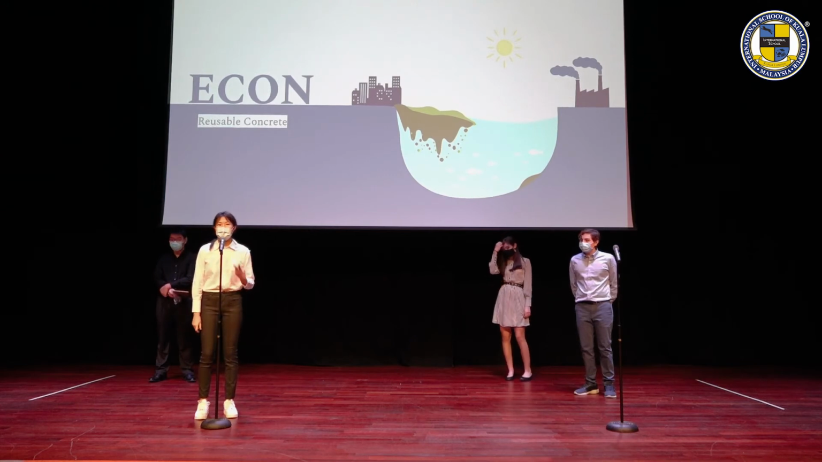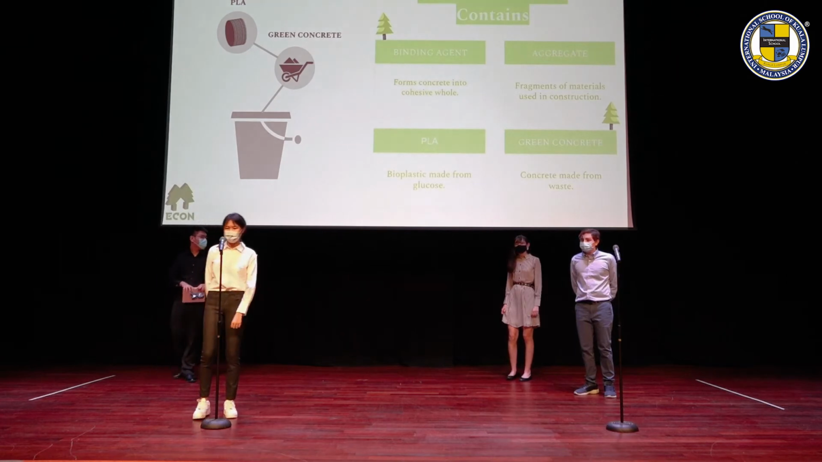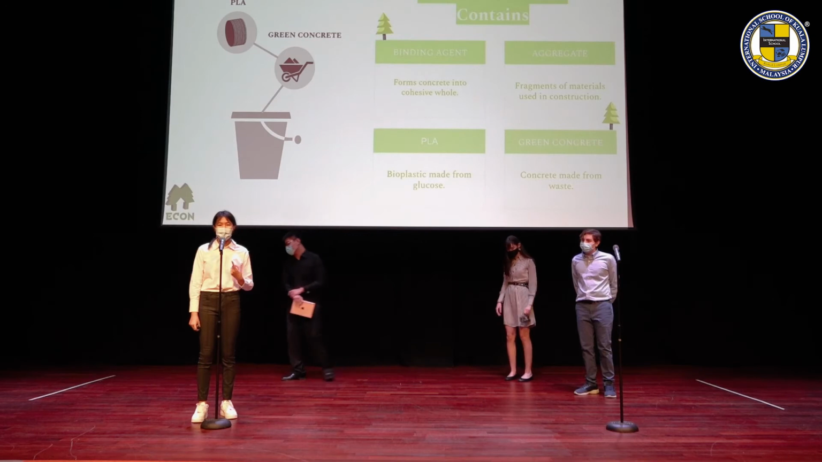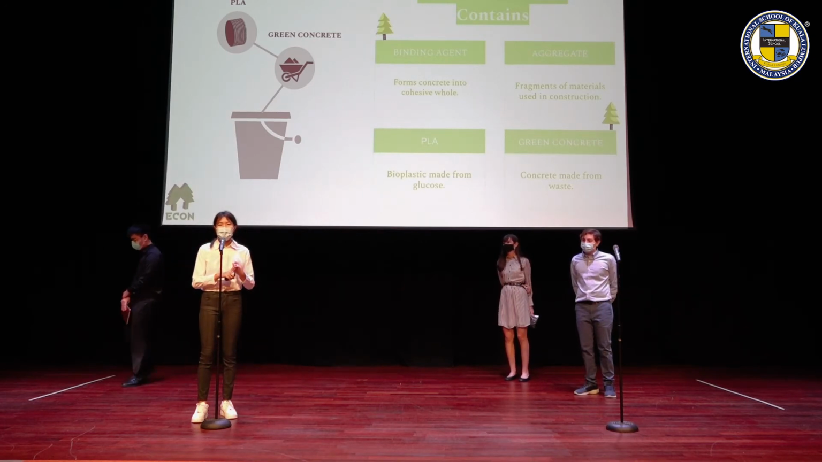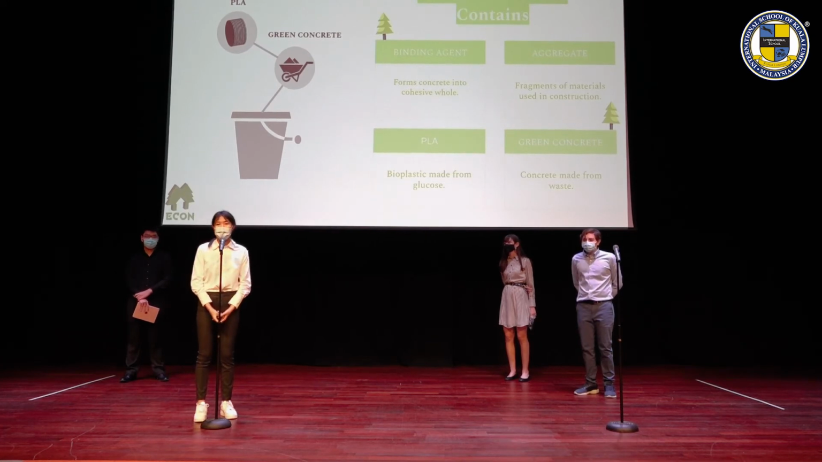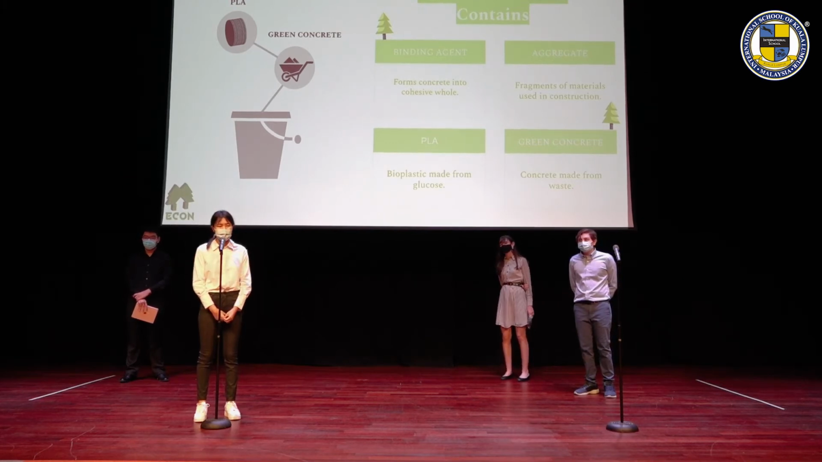Recyclable and sustainable concrete. Just like normal concrete, Econ is based off of two main components, a binder and aggregate. For Econ, the binder that we have chosen to use is PLA, a bioplastic primarily made of glucose from materials that you can harvest in farms, mainly food. For the aggregate, we have decided to implement green concrete, which is a recycled material with less carbon footprint than normal concrete.